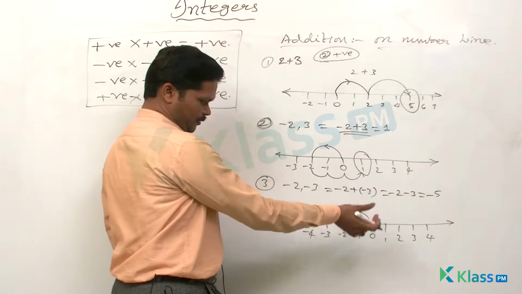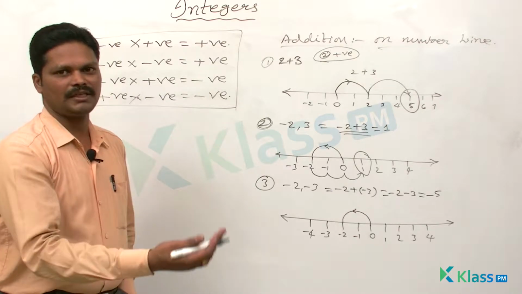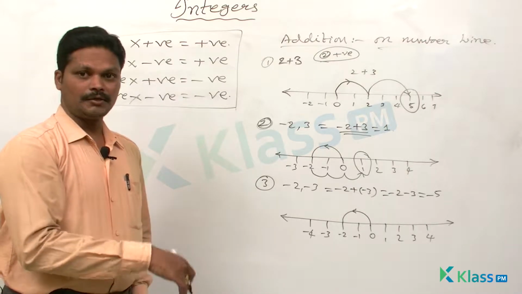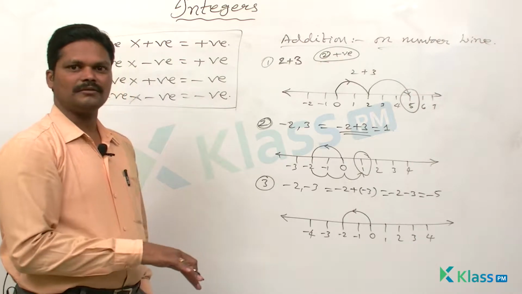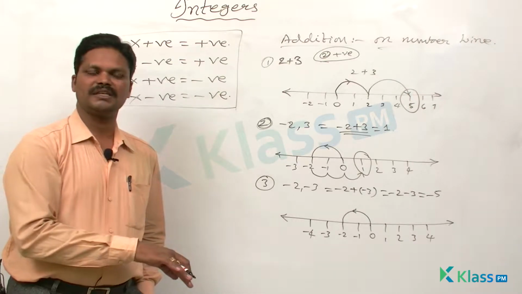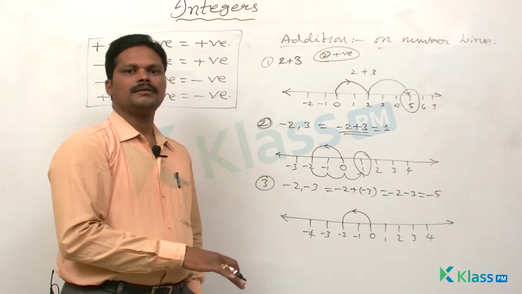Previously I said, when we add 2 negative numbers, we are doing addition. 1 positive, 1 negative means we are doing subtraction. 2 positives means we are doing addition. 2 positives, addition. 1 positive, 1 negative, automatically we will get subtraction. 2 negatives, automatically we will do addition.